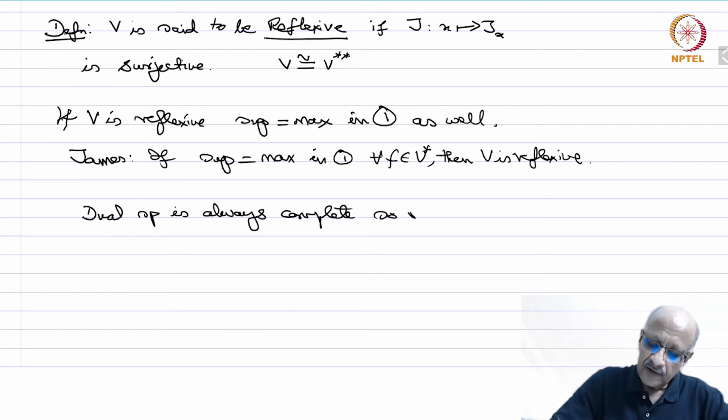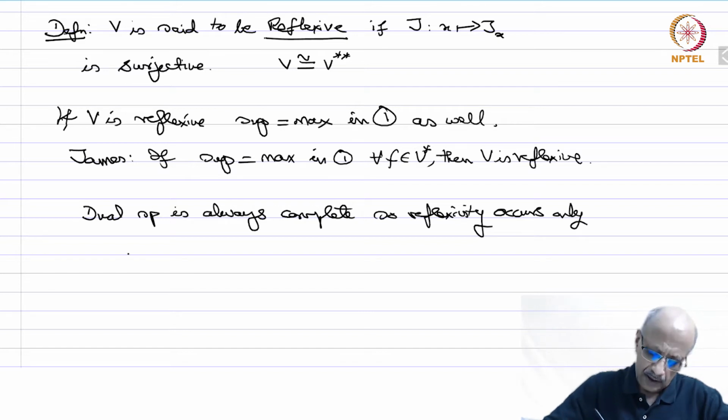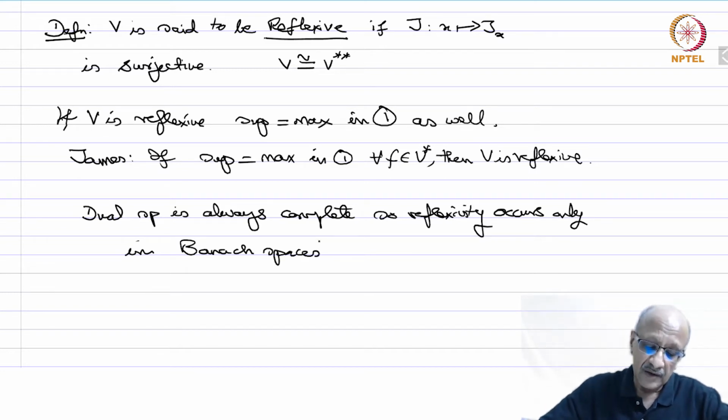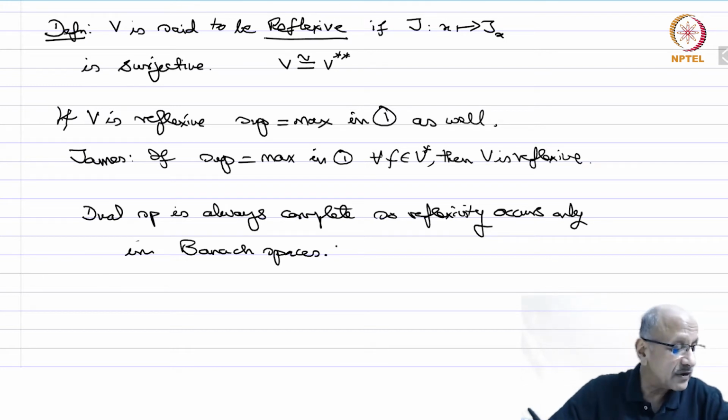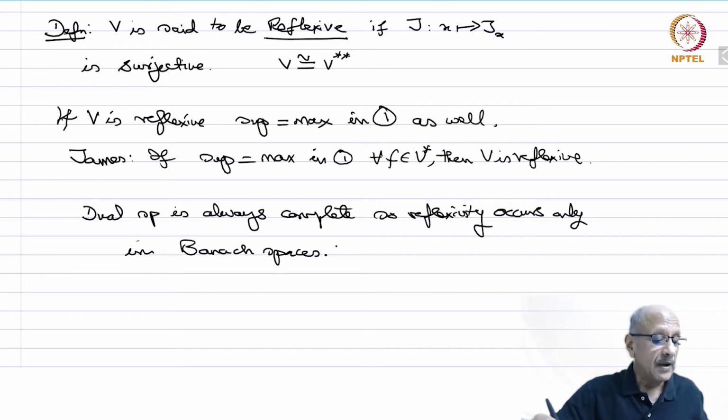So reflexivity occurs only in Banach spaces. If V equals V double star, if isomorphic through this mapping J, then automatically, since V double star is complete, V has to be complete. So the same notion of reflexivity is only there for Banach spaces.